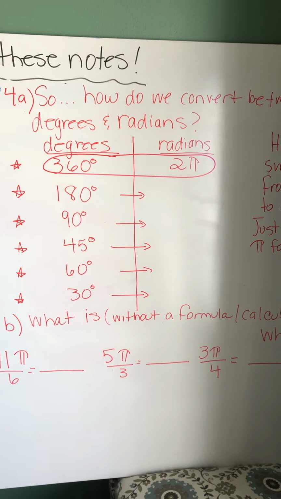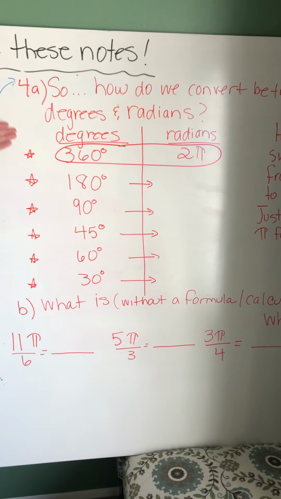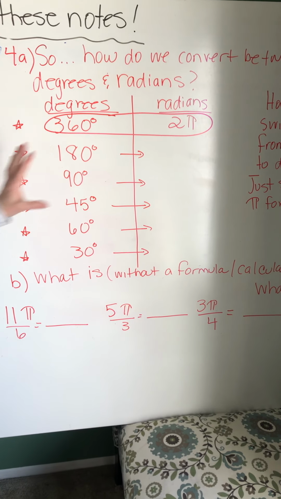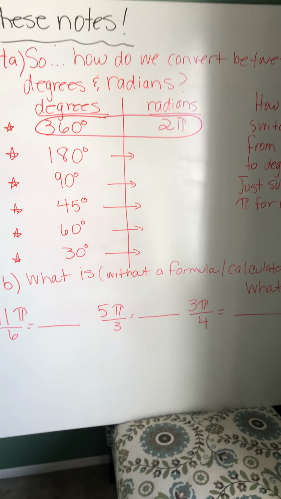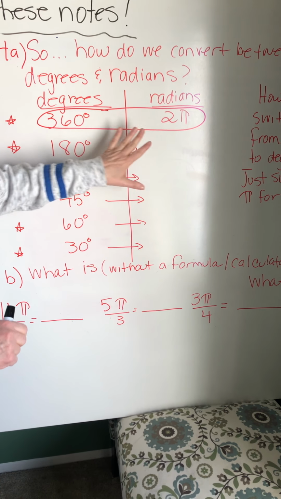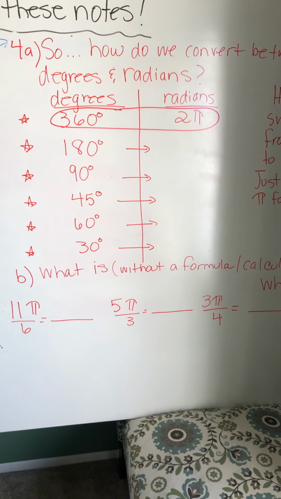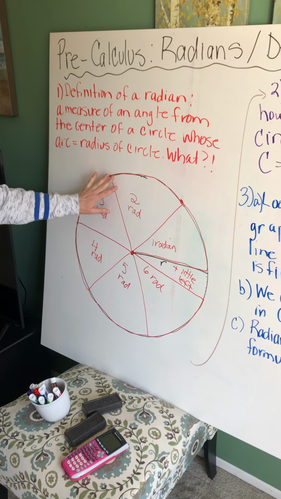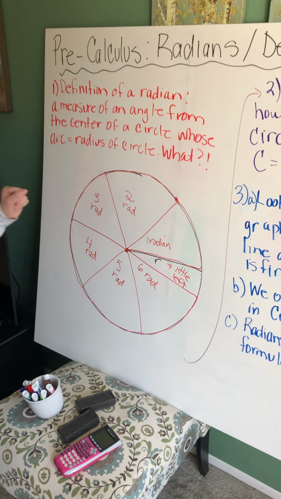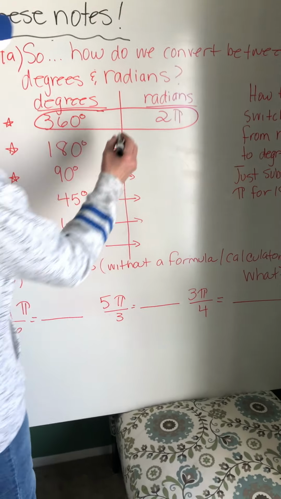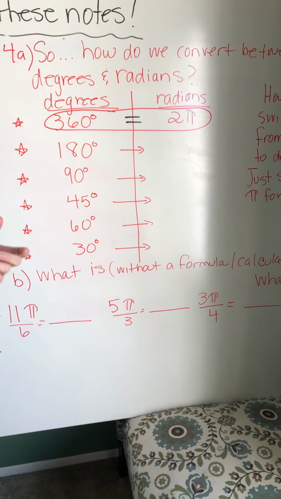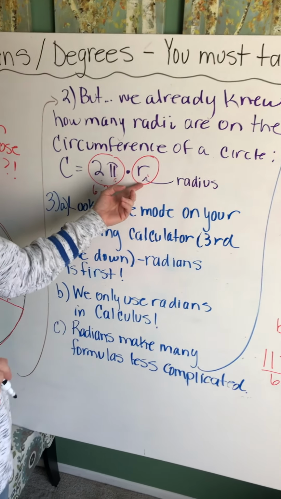How do we convert between degrees and radians, if we're going to be using both of them, and later just radians in calculus? Notice I started out at the top here with it circled. Once around a circle, you knew was 360 degrees. And now we're saying that that is equal to 2 pi radians. Well, where did the radius go?